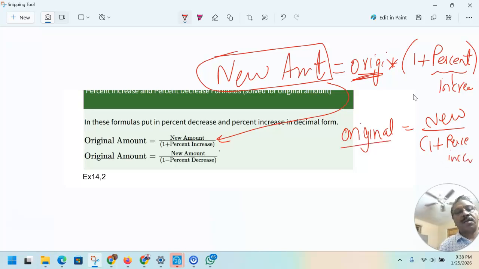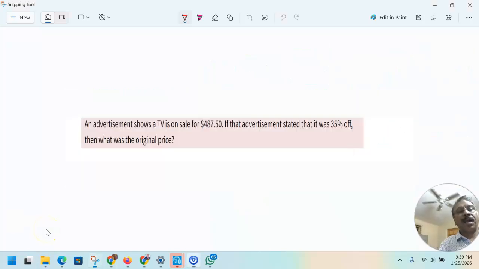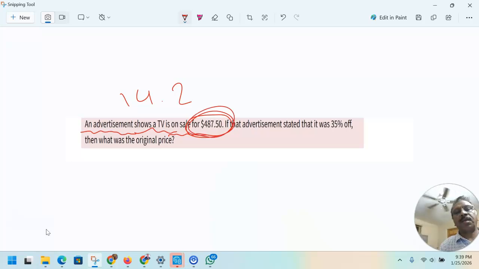So the second one is this one. There's a plus and a minus. You have to know when to increase and when to decrease. If something is increasing, you put 1 plus p here, and here it is 1 minus p. Let's go directly to the problem. I think this is 14.2. An advertisement shows a TV on sale. So the sale is given.